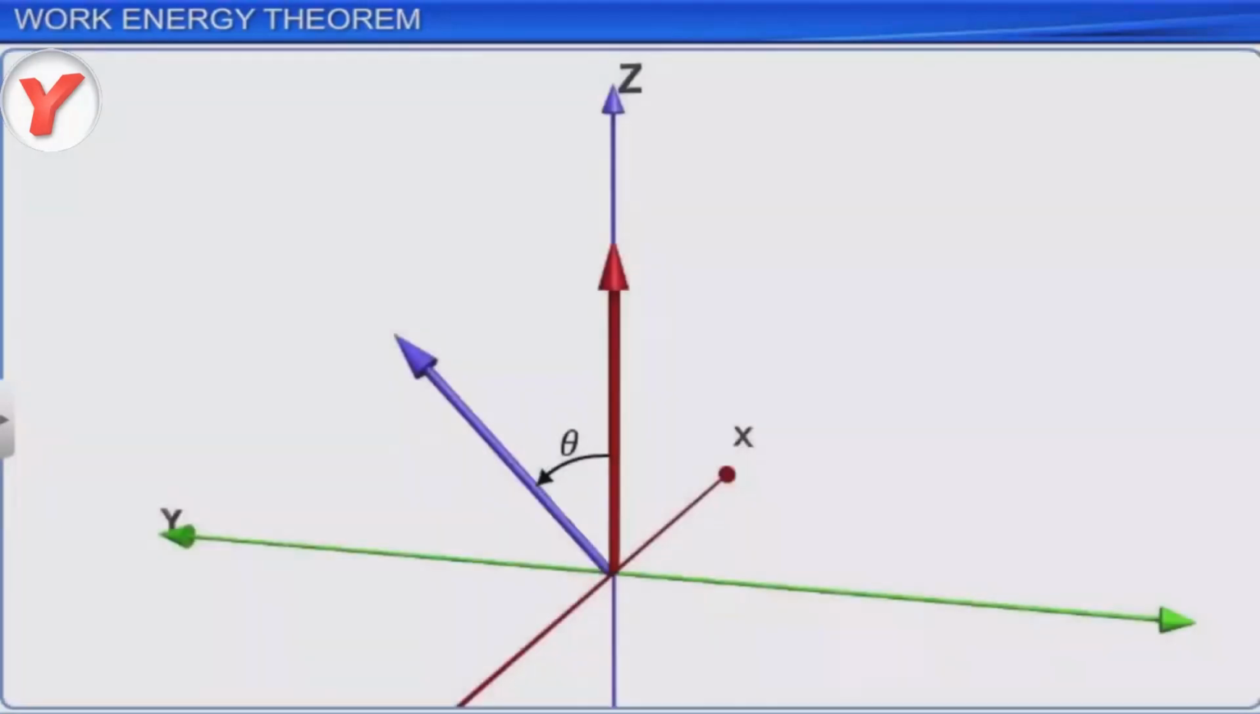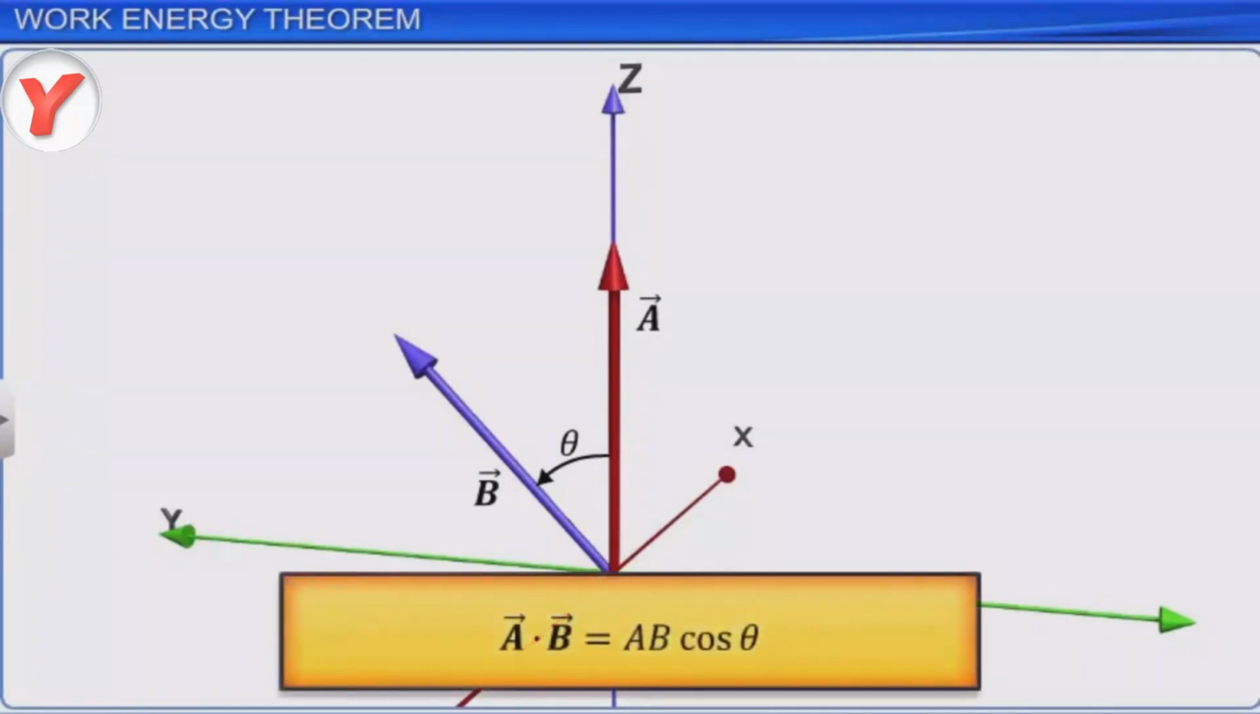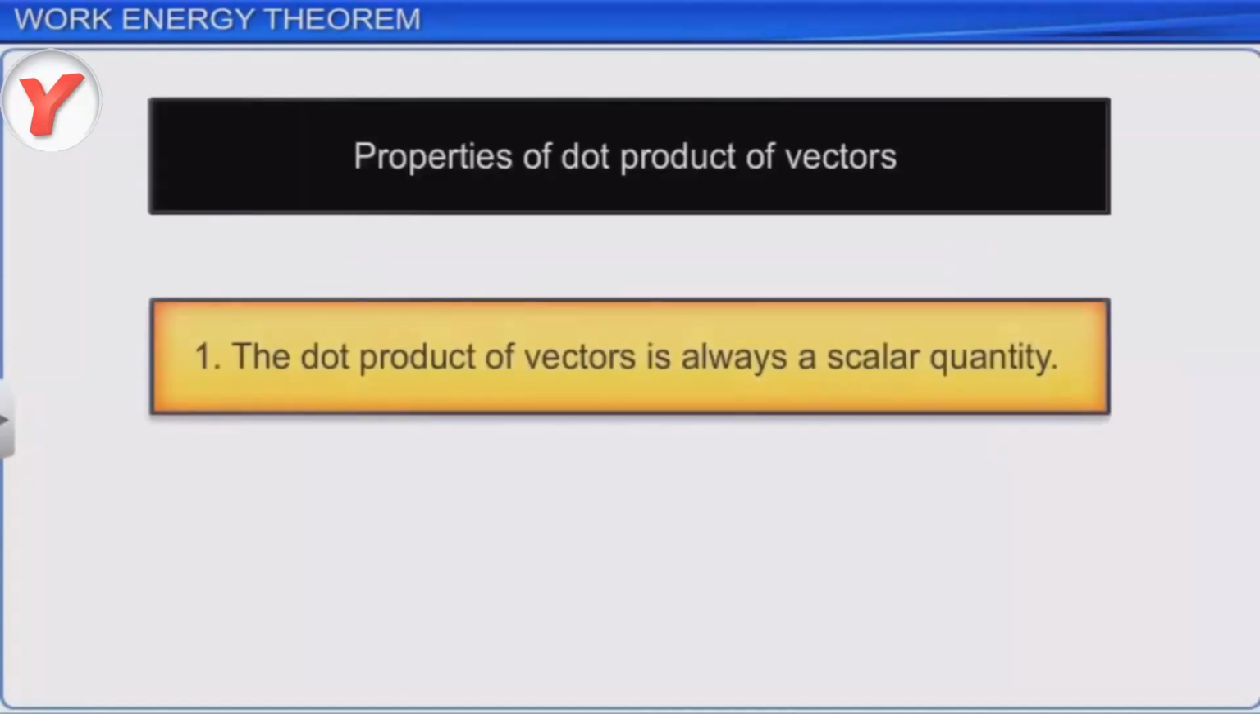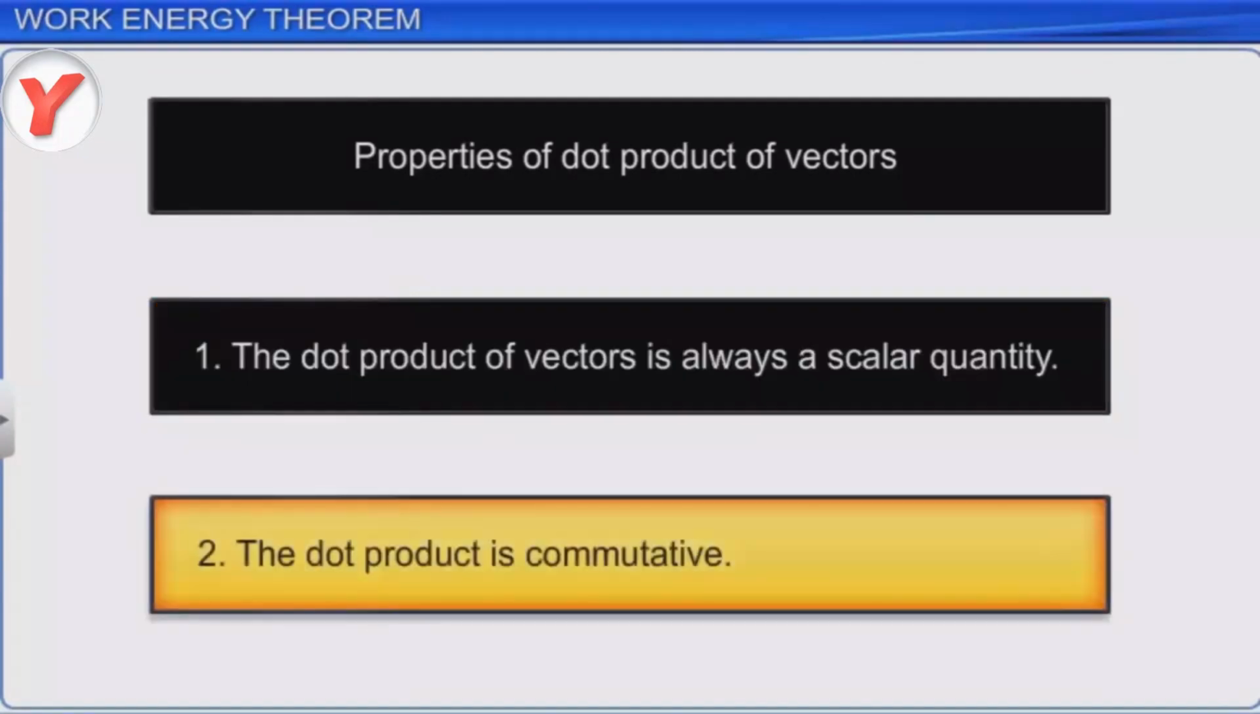The dot product of two vectors A and B is equal to the product of the magnitude of the two vectors and cosine of the angle between the two vectors. The result of a dot product is always a scalar. Now, let's see some properties of the dot product of vectors. 1. The dot product of vectors is always a scalar quantity. 2. The dot product is commutative.